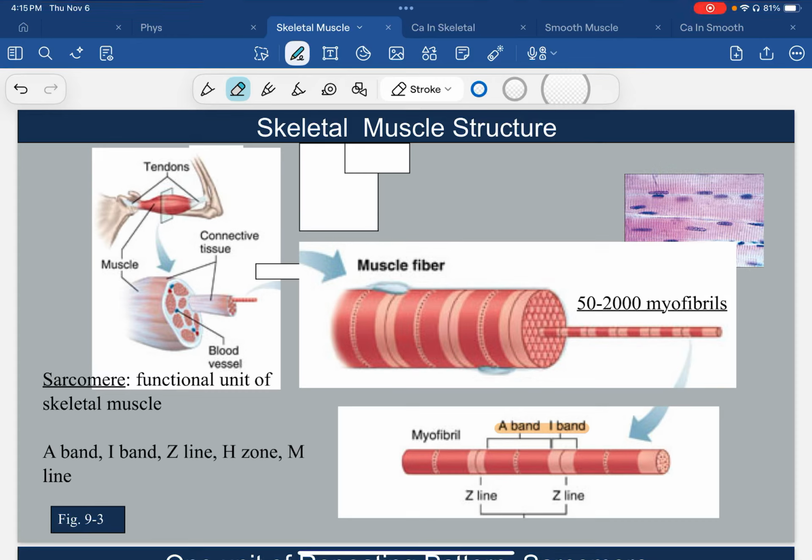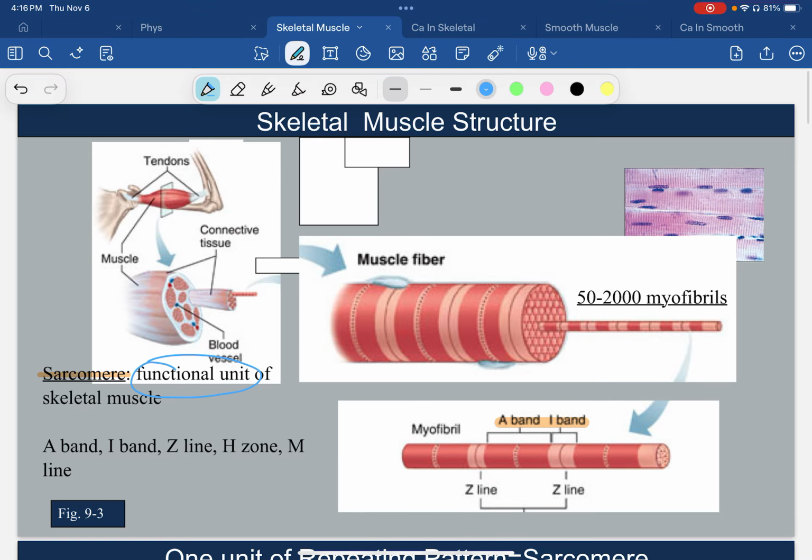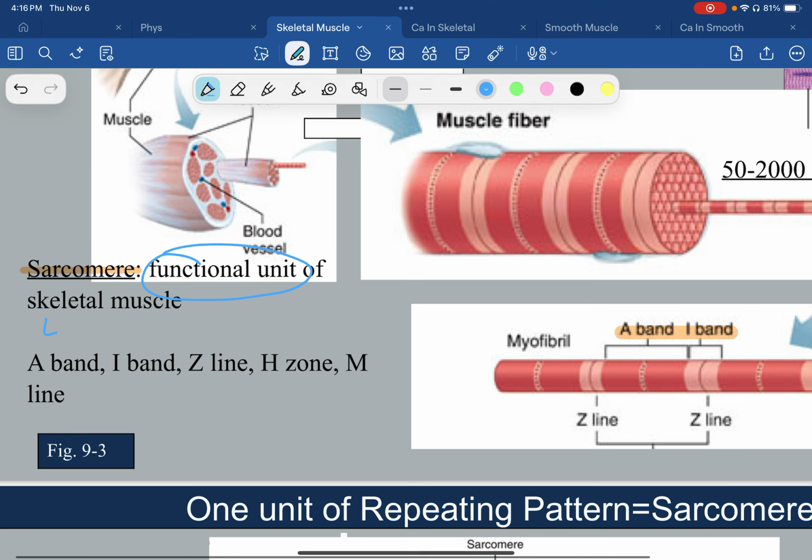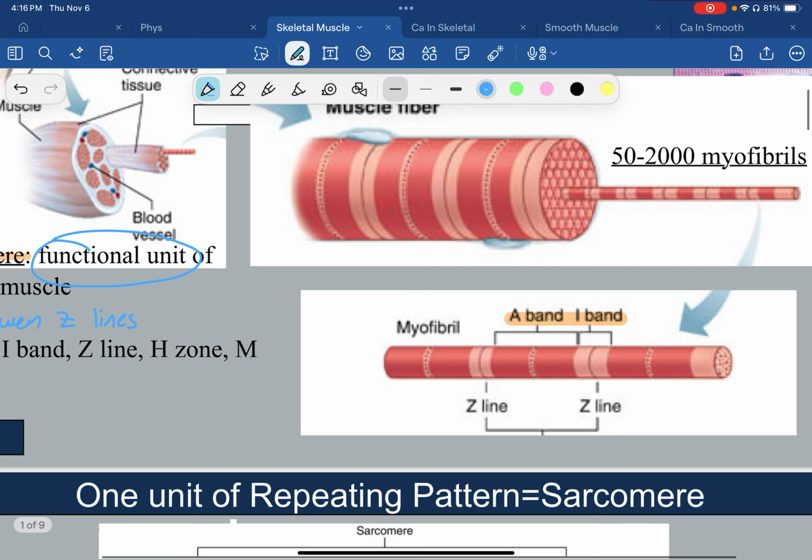All right, so today we're going to be talking about the structure of skeletal muscle. So first, it's important to know that our sarcomere is the functional unit of the skeletal muscle. That is just what's between two Z lines. Like right here, this would be a sarcomere.